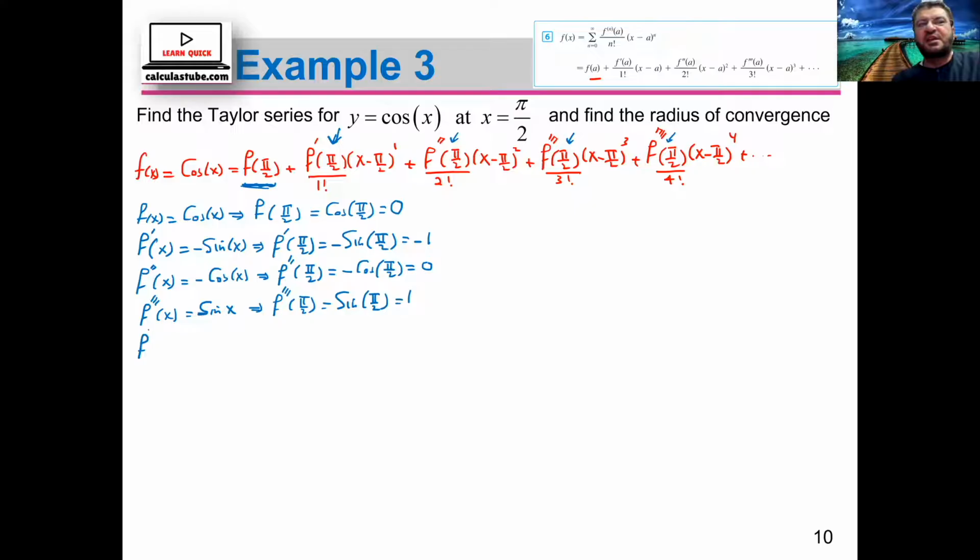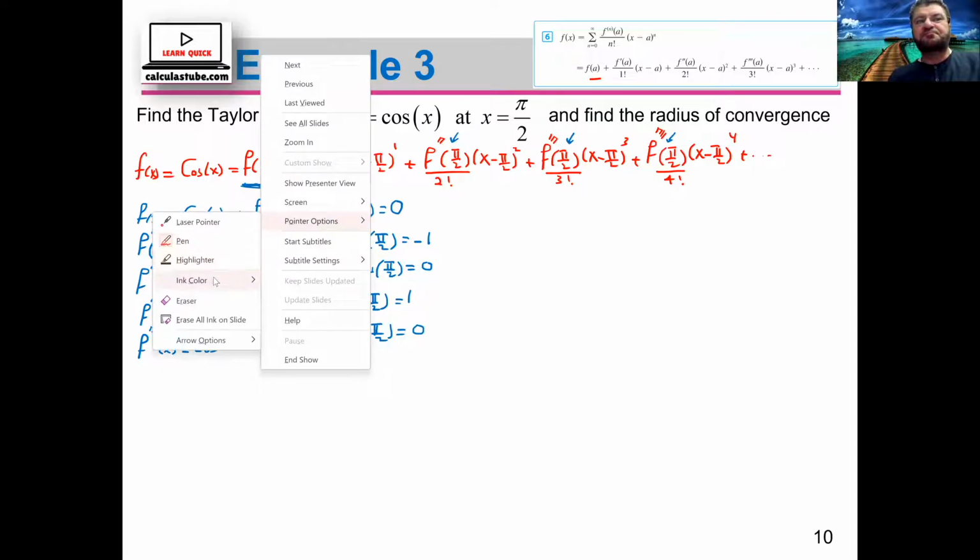Finally, let's go to the fourth derivative of x. The derivative of sine is cosine, as you see. Now the loop is done. I went back to where I started, as you see, at the fourth derivative. So this implies that the fourth derivative at pi over 2 is cosine pi over 2 again, which is 0, and the derivatives continue. But this is the first four derivatives. So what do we do now? We go back to our functions.